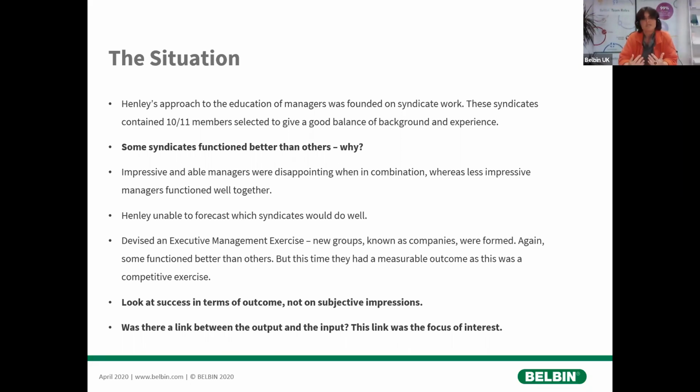And this was because it was a competitive exercise. There was money to be counted at the end of the week. There were winners and there were losers. So this is what they went to the Industrial Training Research Unit in Cambridge with. They said, right, we have got this game, we've got these companies, and we want you to help us understand why some teams are really successful and why some teams aren't.